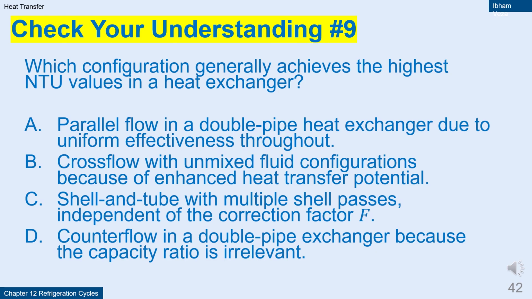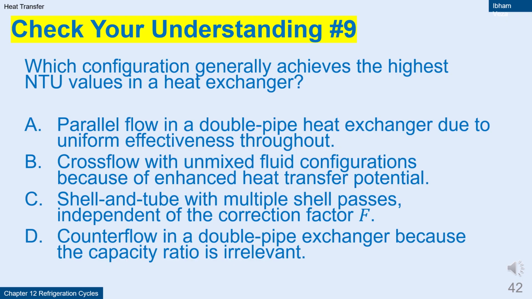Correct answer B. Crossflow with unmixed fluid configurations because of enhanced heat transfer potential. Explanation of incorrect options. A. Parallel flow in a double pipe heat exchanger due to uniform effectiveness throughout. This is incorrect because parallel flow is generally less efficient than counterflow, and NTU values are lower for parallel flow configurations.